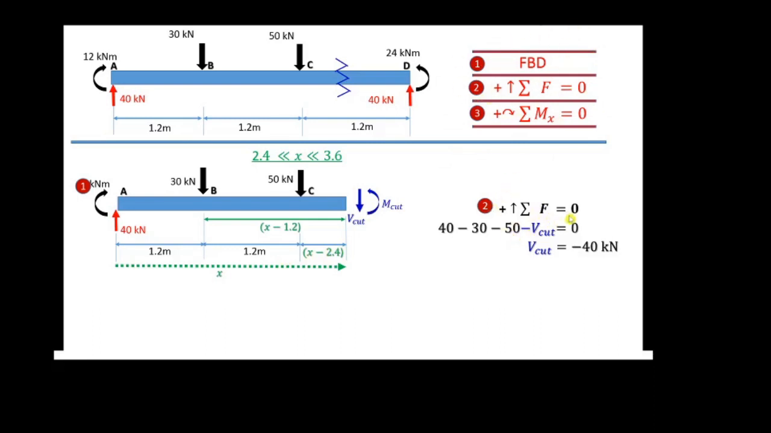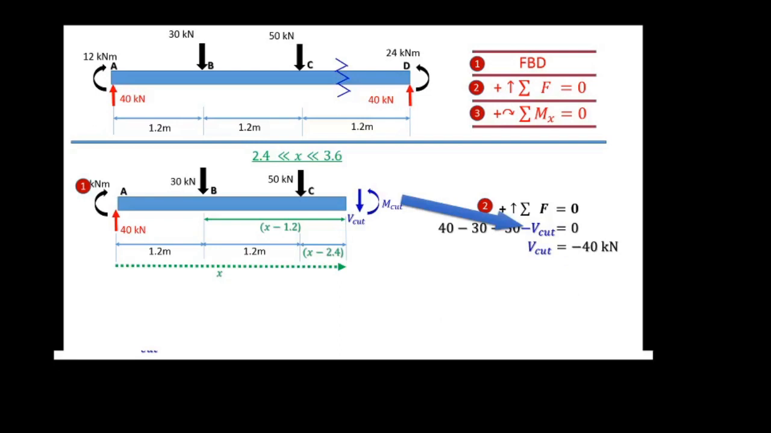Summation of F here equal to 0. So how many forces do we have? 1, 2, 3, 4. We go one by one. 40 upward is positive, and this one is downward, the sign is negative. So this one is 50, the sign is negative because it's a downward direction, and this one is V cut, downward direction, negative V cut, and at the end you will get a negative 40 kilonewton.